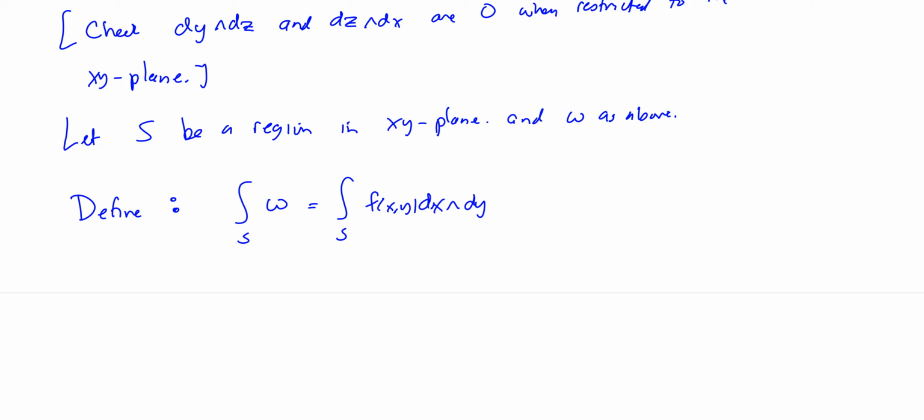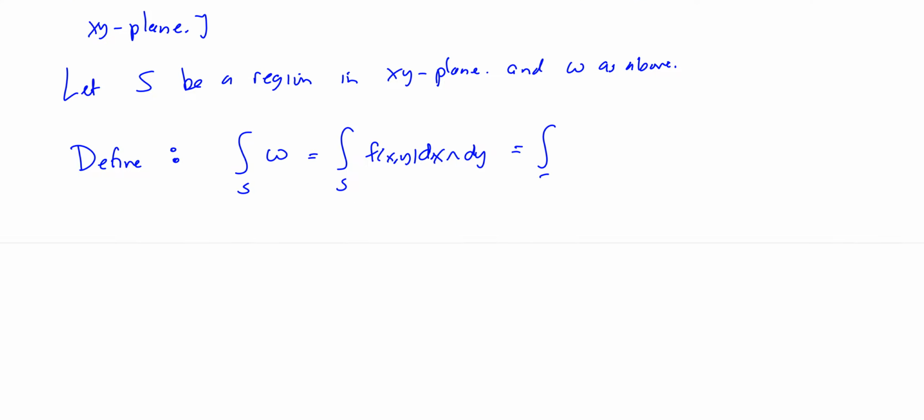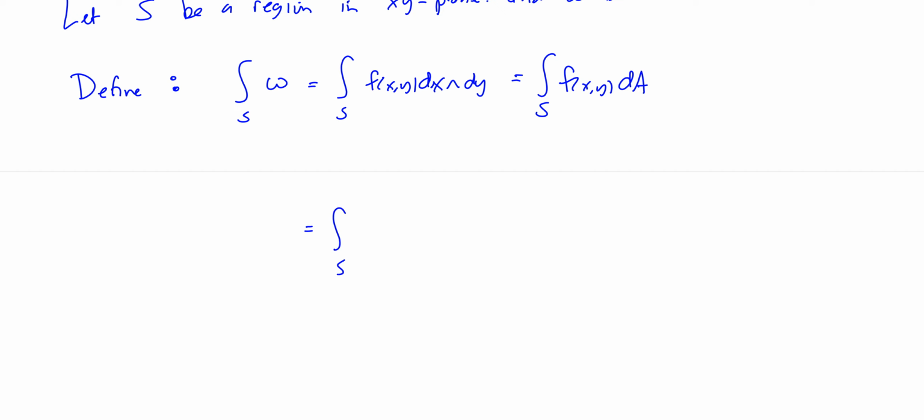Well, remember when we input vectors into that, we're just looking at the area of the parallelogram spanned by those vectors. So dx wedge dy is just an area here. So we might as well define this to just be the integral over S of f of x y dA. The dA we know is dx dy, or we could also write it as dy dx. And so this is just a normal two-dimensional integral in the plane.